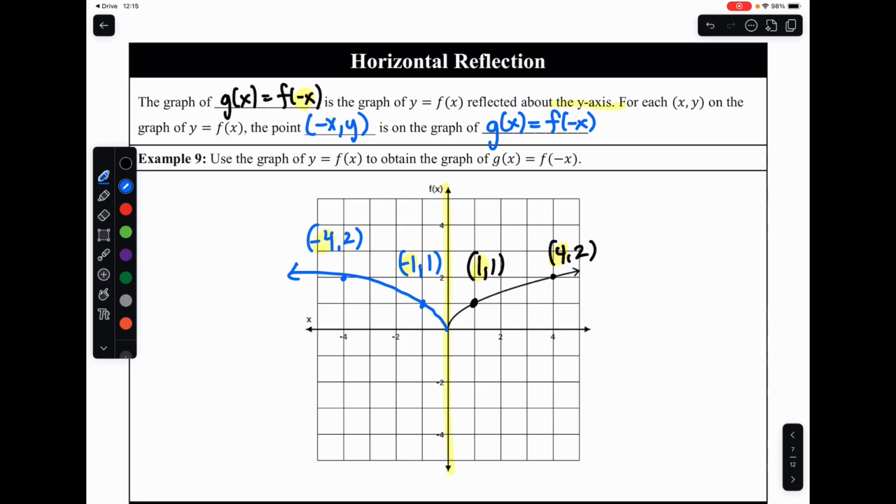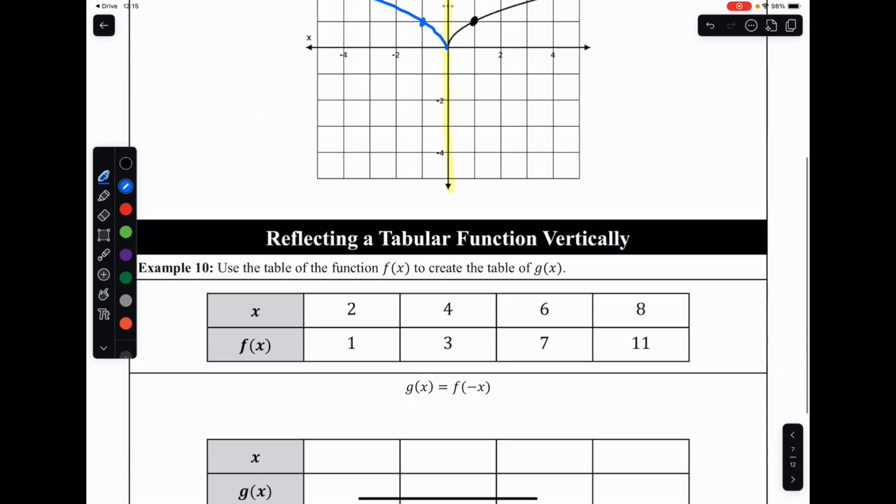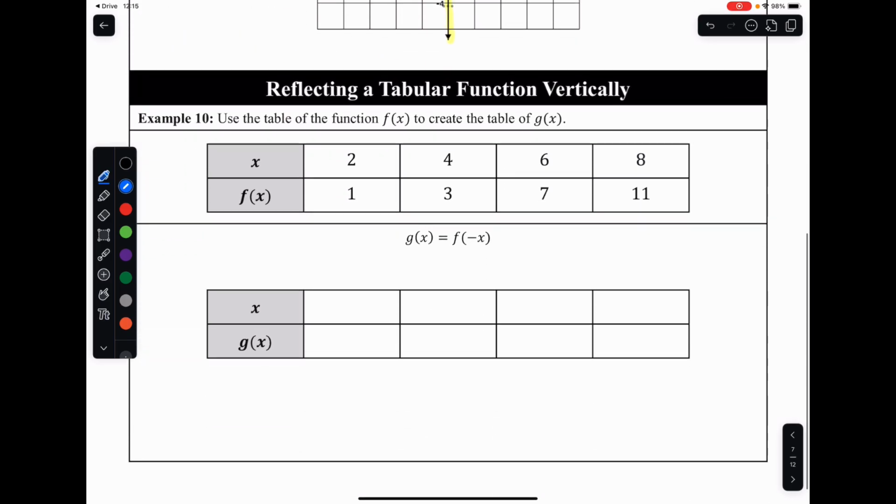So if we apply this idea to a table, like in this function here, and we want to perform this reflection, then we would simply switch all of the x values to the opposite number, since we're reflecting across the y-axis. So positive 2, 4, 6, and 8 all become negative, and your y values will stay the same.